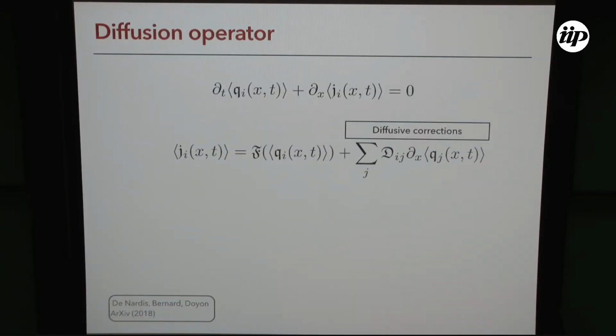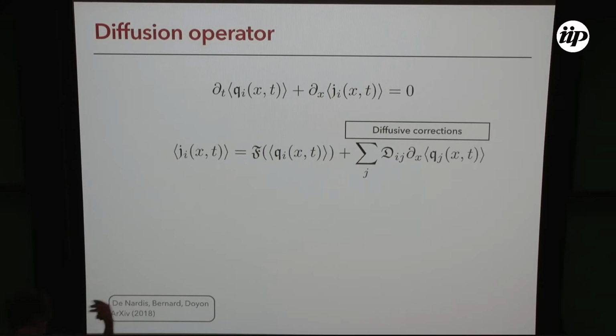Now, if you want to do this, you just have to say, okay, I wrote a continuity equation for these objects, like for the expectation value of charge and currents. And I gave a first answer for the expectation value of the current. It's this formula I showed you, right? It's just the charge times the velocity.